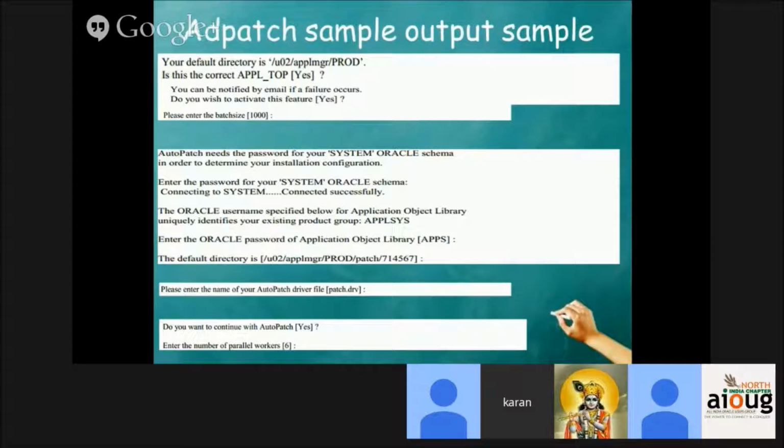This output will tell you what all is prompted while running an AD patch and how it goes. The top directory is u02 appmgr prod. So this is just a confirmation that Oracle takes that yes, you are applying the patch on the right APPL_TOP. So generally it's yes, and it's the default. The other thing which it prompts is the batch size. The batch size is basically useful.